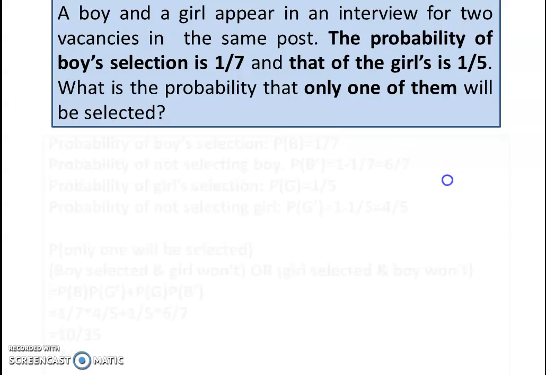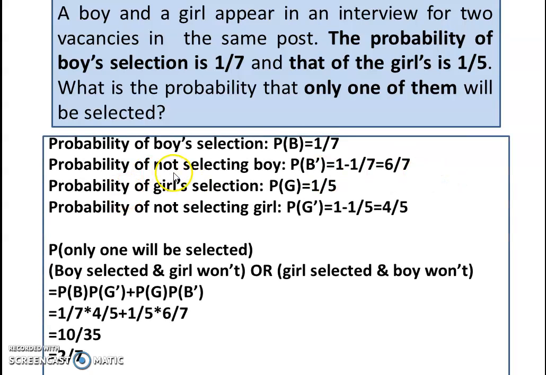So first we will find the probability of not selecting boy. So selection of boy, it is given 1 upon 7. So probability of not selecting boy will be 1 minus 1 upon 7 and it is equals to 6 upon 7 as we discussed this formula in first part. Now it is given probability of girl selection is 1 upon 5. So probability of not selecting girl will be 1 minus 1 upon 5 and it is equals to 4 upon 5.